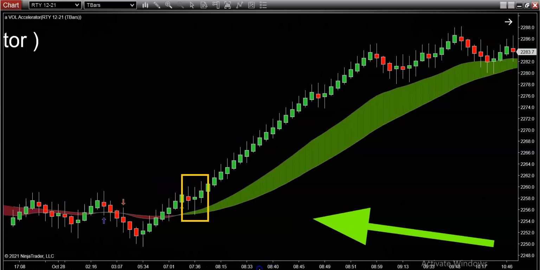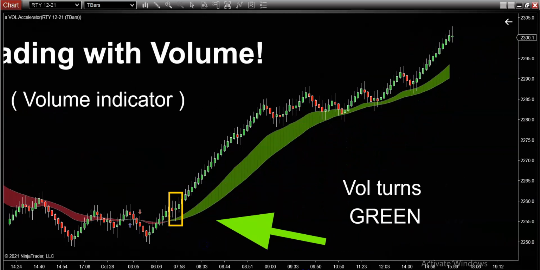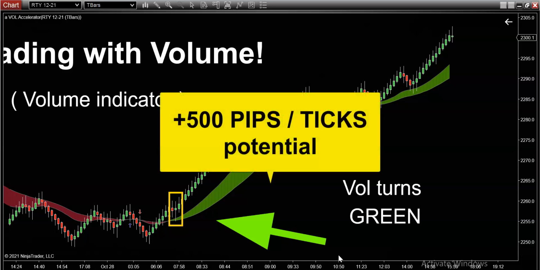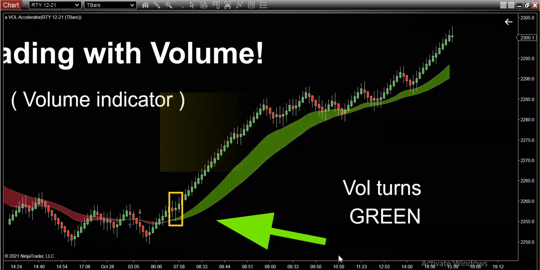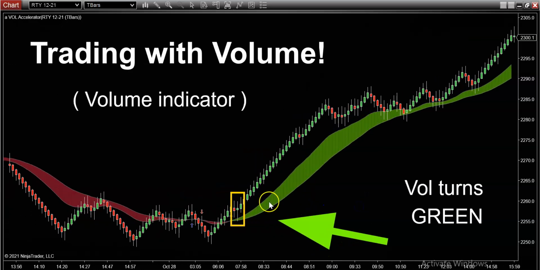Well, if I zoom out here, right, and we see how this trade played out, I mean, just look at this massive, massive winner. Okay? Guys, this was 500 ticks or 500 pips if you're following along with Forex. Just think about that. 500 pips and ticks in a single session on a single symbol, okay, using nothing more than a simple volume color-coded indicator. And you want to know something else that's fascinating?